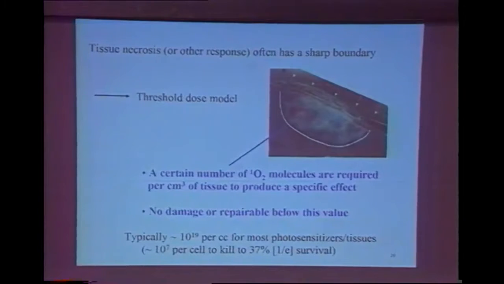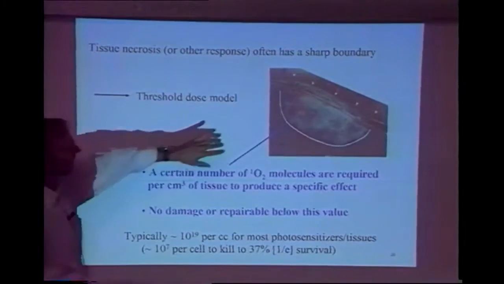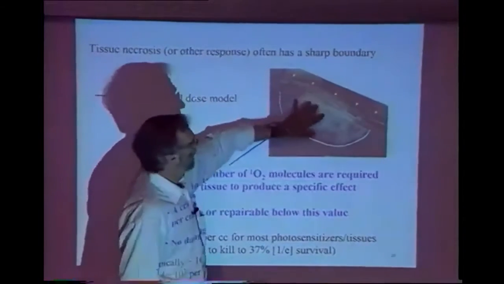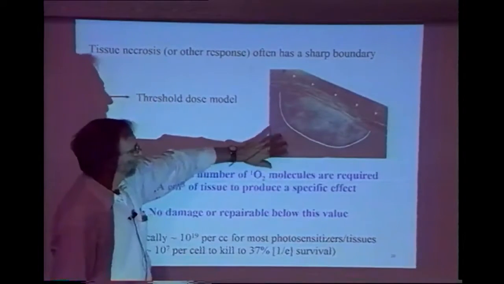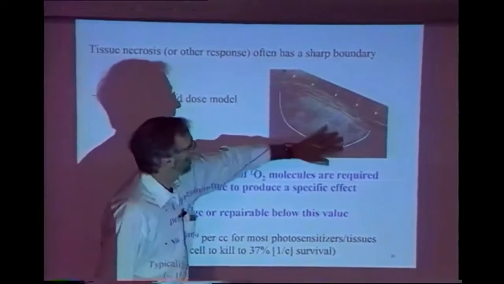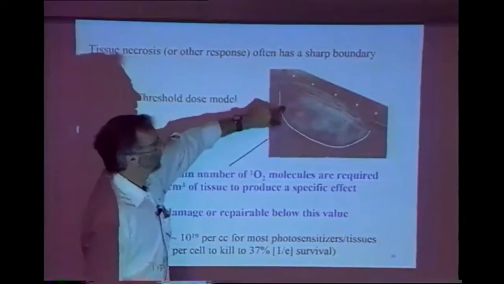So one of the observations made a number of years ago with PDT by many people, clinically and also in animal models, is that the necrosis or other responses, and the same is perhaps true for apoptosis, often has a very sharp boundary. So let's look at this situation again. This is liver tissue with the light coming in from this direction. And you see this animal has been injected with a blue dye after treatment, and you see the dye is excluded from this region. And the surprising thing is that this is fairly sharply bounded.